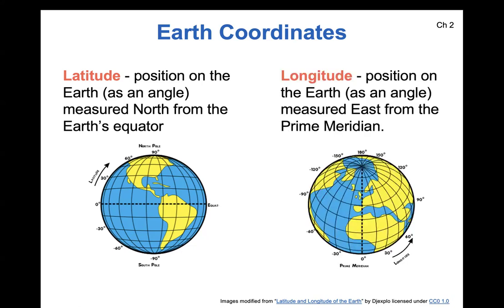In contrast, longitude is measured around the Earth. It also has a negative and positive depending on whether you go east or west, with east being the positive and west being the negative direction.